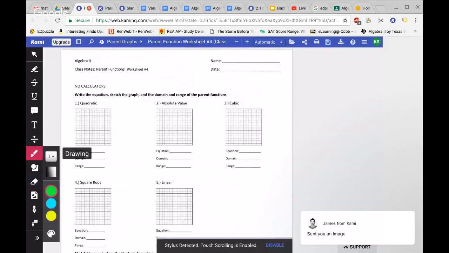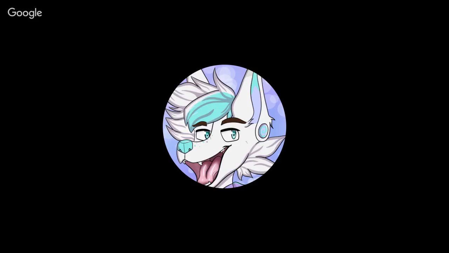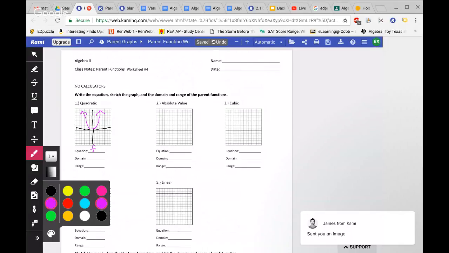Let me pick a good color that'll show up. Sometimes that's really difficult graphing these. They don't like to show up. And I'm sorry if the graph is a little ugly. Okay, so a quadratic is going to be that U shape, right? And the equation can be written f of x equals x squared, or you can write it y equals x squared. I don't care. I don't think she does either.